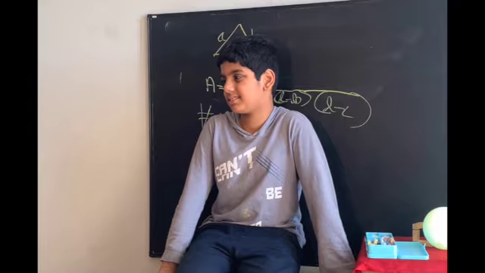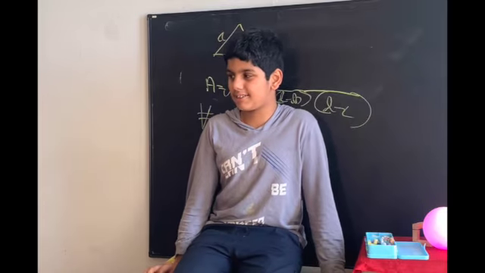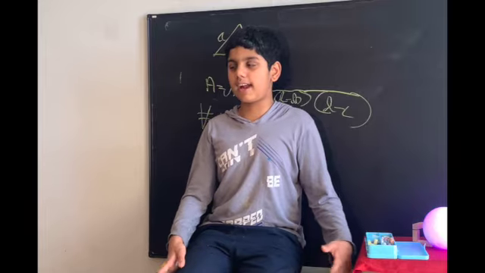Let's finish this exercise. Okay. What is the distance between 2 points in a plane? Distance between 2 points in a plane equals square root of x2 minus x1 square plus y2 minus y1 square.